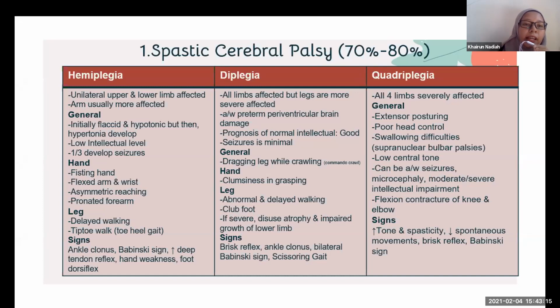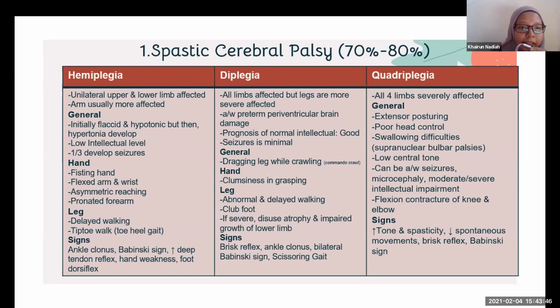So for the hand, the patient may have fisting hands, and the arm and the wrist will be flexed. Also, I mentioned just now the asymmetric reaching, where they have one hand preference, and also the pronated forearm. I will show the picture later. For the leg, the patient will have delayed walking and also tiptoe walking, the toe-heel gait.